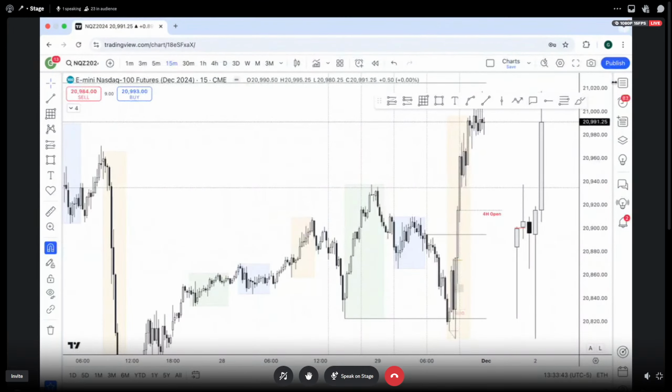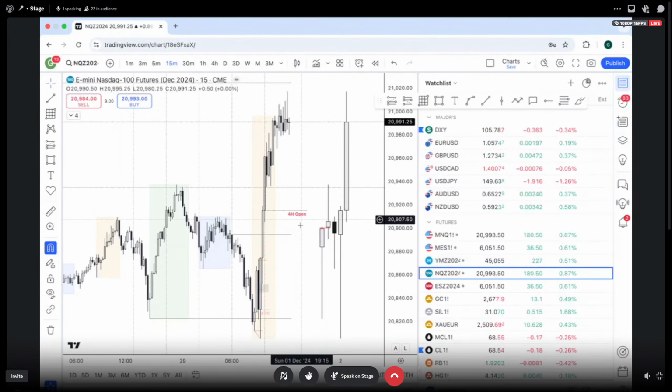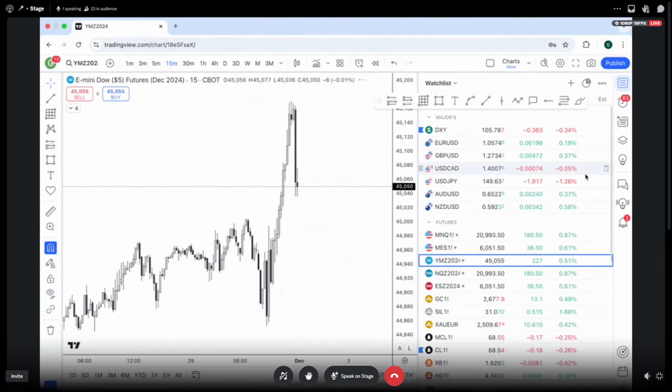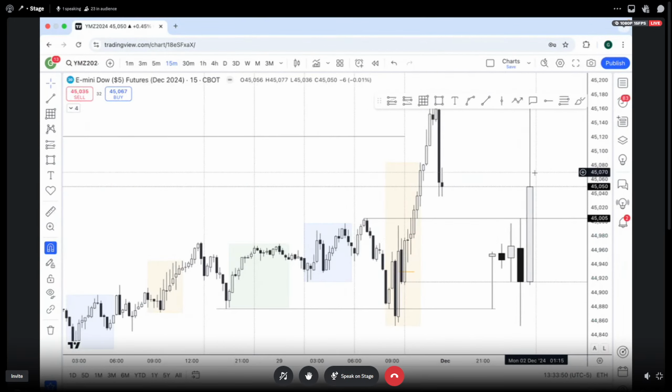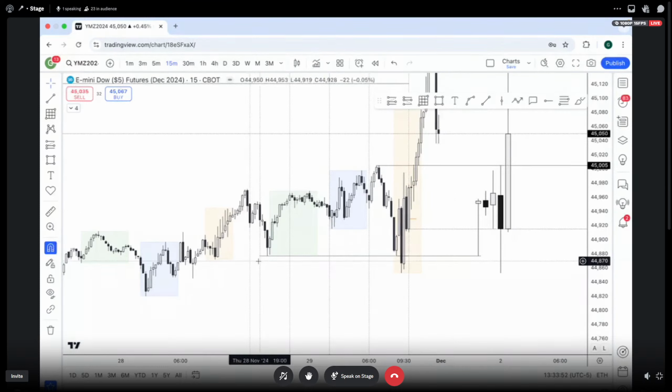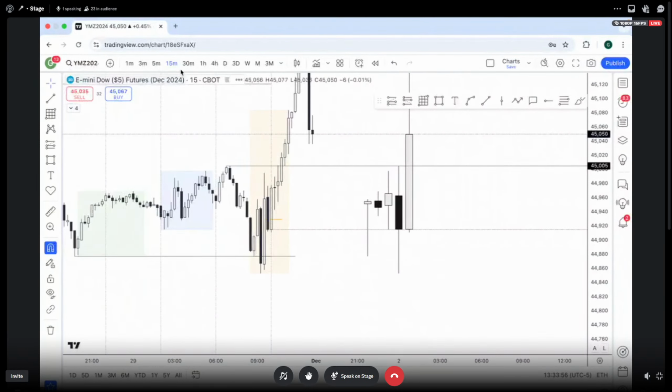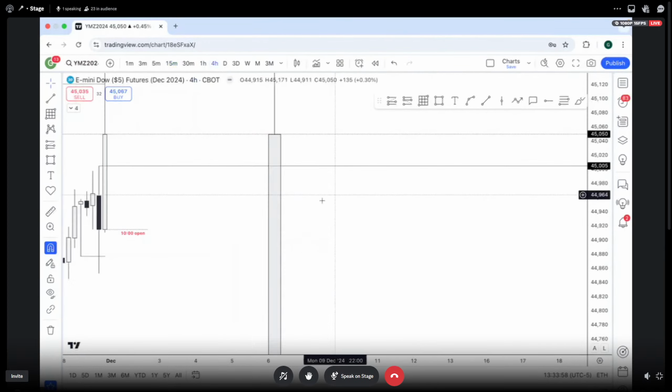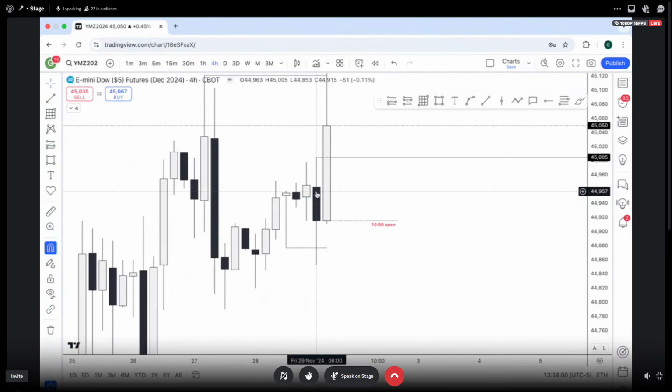And then same thing on YM. It's just a lot slower. It was a lot weaker than NQ and ES. But I actually waited for the open, right? See how we closed down here, but the 6 a.m. candle on NQ closed way up here.